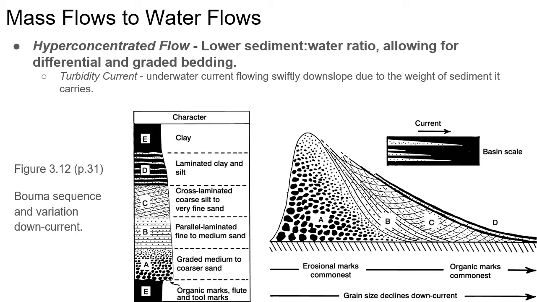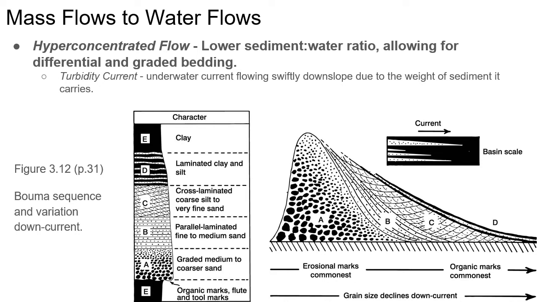Bouma sequences also show this, and in the table, A, B, C, D, and E that you can see, we're seeing an example of one of these Bouma sequences where you have graded medium to coarse sand above your organic marks, flute and tool marks. So we start out with coarse material. We then move up to parallel laminated fine and medium sands. We end up with cross-laminated silts, fine sands, our clay and silt, and then our organic clays, and we start the entire sequence all over again. So Bouma sequences and turbidity flows or turbidity currents can produce very, very similar types of sequences.